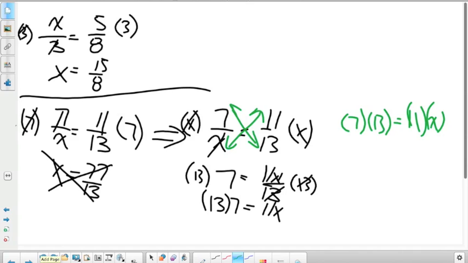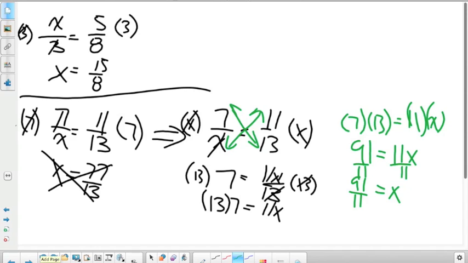So notice that we got the same thing here: 13 times 7 on one side is equal to 11 times x. So that's what the shortcut of cross multiplying is. It is a shortcut, but really what's happening is we're multiplying both sides by 13x. Now we could go off and solve for x. 13 times 7 is 91. That's 11x. We want to isolate x, so divide by 11. x is 91 over 11.